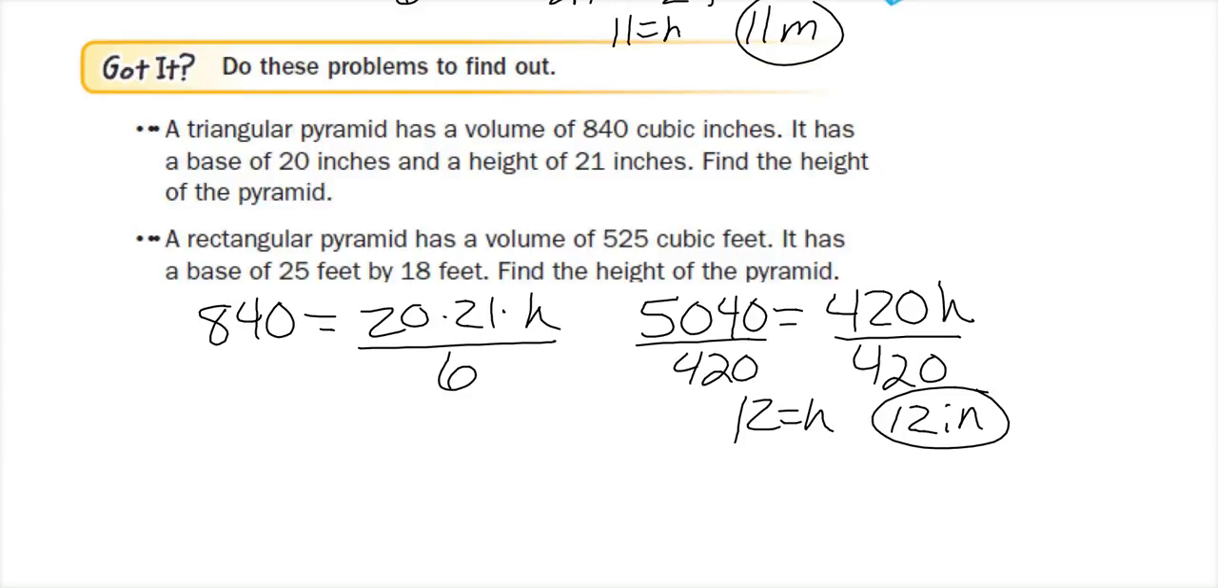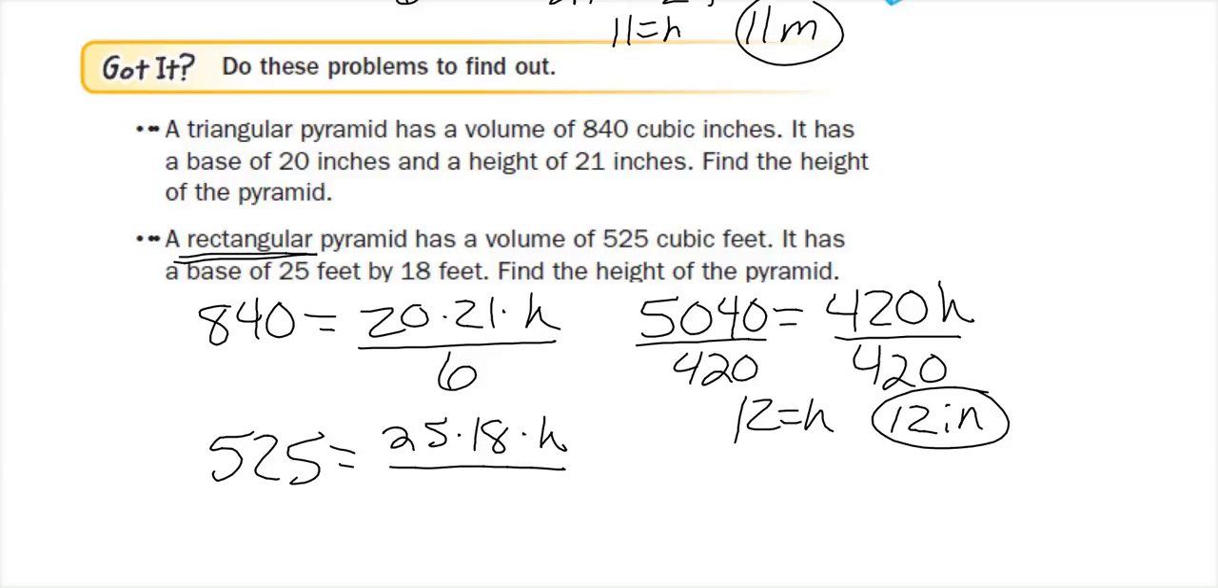All right, let's take a look. So we've got a volume of 525. The base was 25 by 18, and we're looking for the height. And this one was rectangular, so we needed to divide it by 3. Let's figure out what 525 times 3 is first. That's 1575, equals 25 times 18.